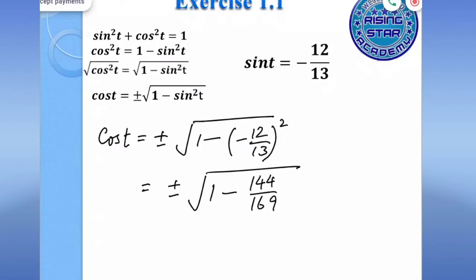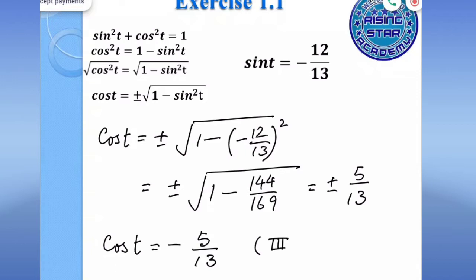1 minus 144 over 169. After solving it, we will get 5 over 13. So t is lying in the third quadrant. In the third quadrant, we know that only tan would be positive, the cos would become negative, so I would take the negative value of the cos due to the third quadrant. Now I would put these values, sine t, cos t, sine x and cos x, into the identity to find my final answer.